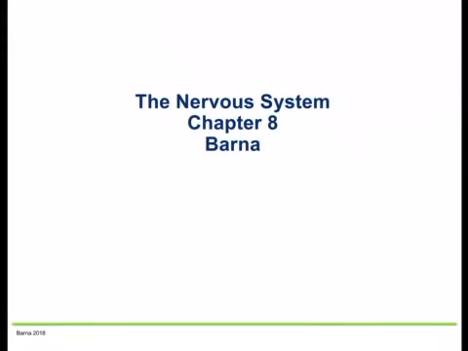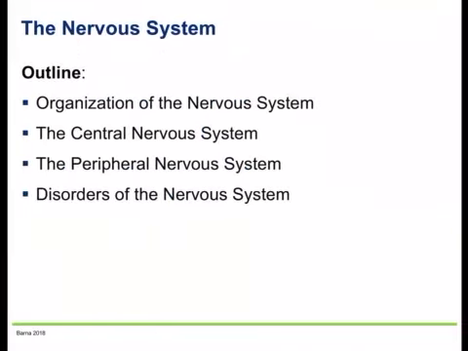Everybody, welcome to Chapter 8. We're going to be talking about the overall nervous system. So there's two major subdivisions of the nervous system. You have the central nervous system and then you have the peripheral nervous system. The central nervous system includes your brain and your spinal cord.